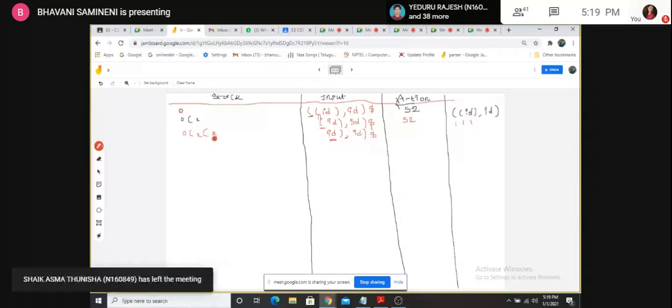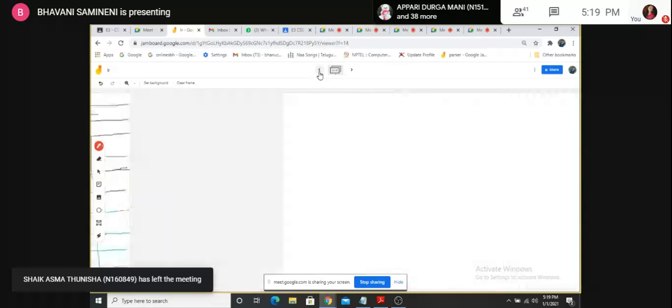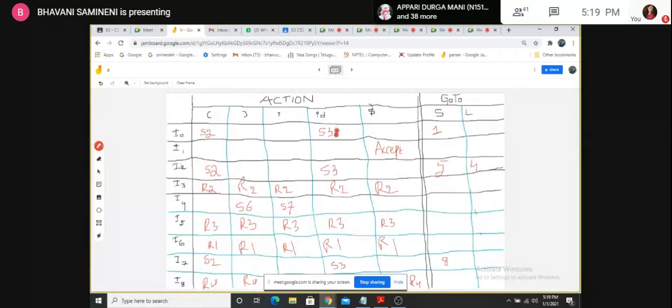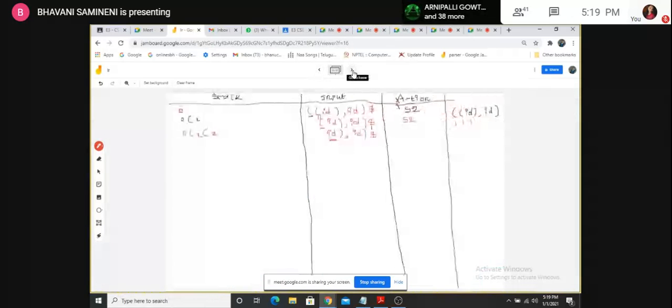And what is the current state? I2. Now we have to see what action we have to perform. I2 on ID. Okay, I2 state on ID. What is the action we have to perform? We have to perform action S3. S3 means shift the lookahead. The lookahead is ID now. ID we have to shift onto the stack.